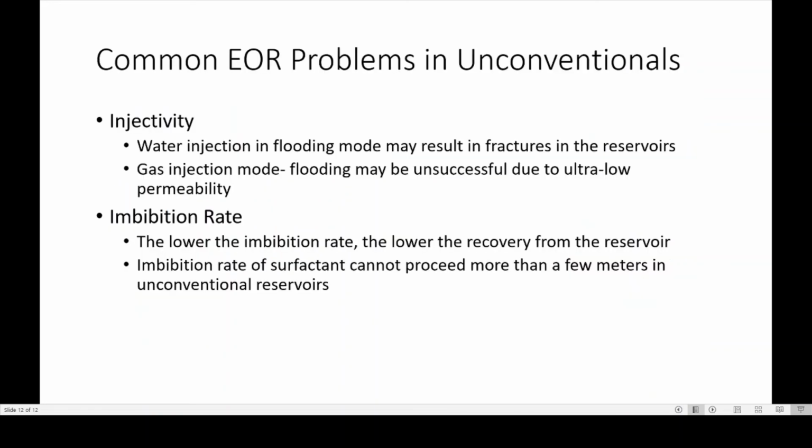Here are some common problems in unconventionals that have been covered. For instance, injectivity: your water injection and flooding may be resulting in fractures in reservoirs. And if you're in the gas injection mode, the flooding part may be unsuccessful due to ultra low permeability. From an imbibition rate standpoint, the lower the imbibition rate, the lower the recovery from the reservoir. And then the imbibition of surfactant cannot proceed more than a few meters in unconventional reservoirs.